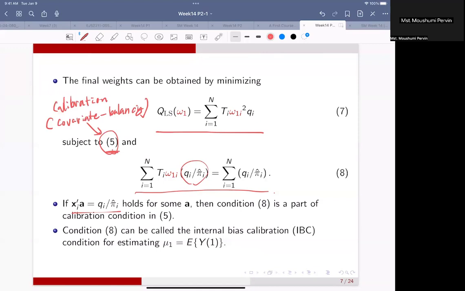And then this condition can be called the internal bias calibration condition, in the sense that we do bias correction internally.